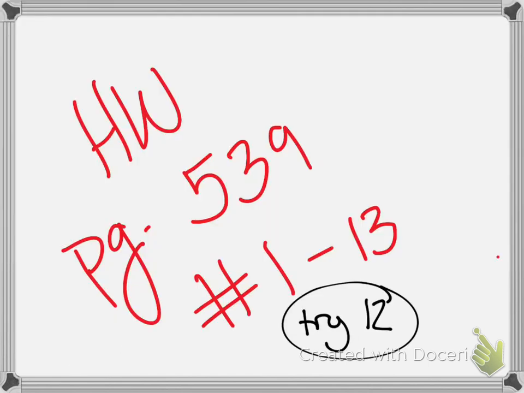That's the decimal rule. Your homework is page 539, numbers 1 through 13. On number 12, you're going to need to find the least common denominator, but we did that in chapter 1, so you should all know how to do it. So 1 through 13, you must show your work.